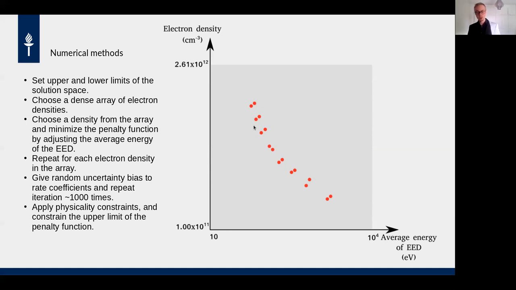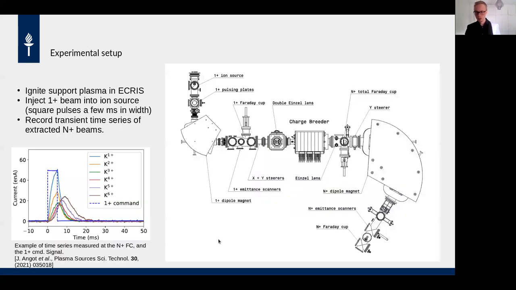Now, it must be noted that our method relies on the assumption that the coefficients A, B, and C remain constant in time during the measurement. In effect, this requires that the neutral and electron densities, the shape of the EED, and the ion confinement conditions do not change. These assumptions are the better the smaller a perturbation we cause on the plasma during our measurement, which brings us to the question of how to produce the current transients in the first place. Here's a picture of our experimental setup.